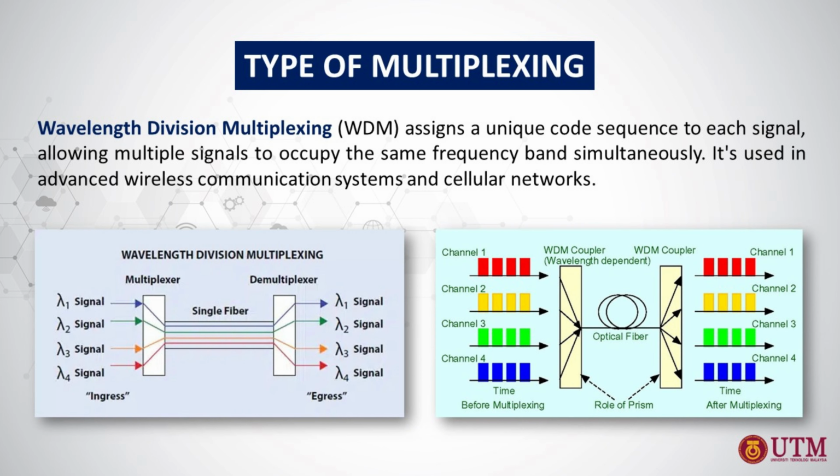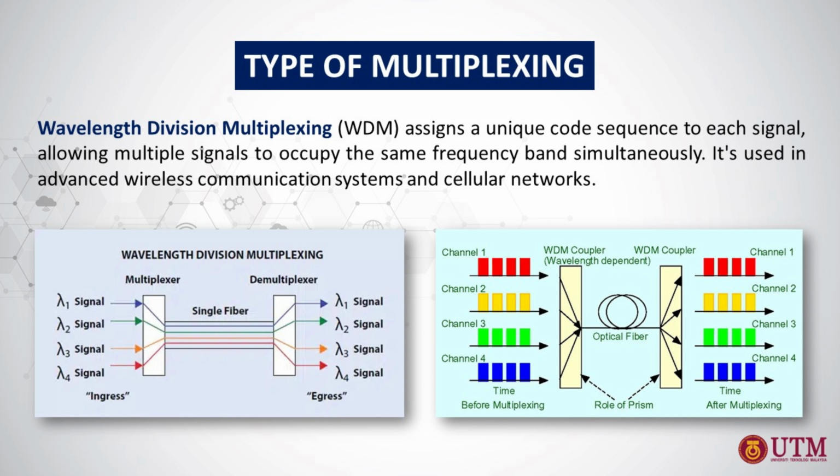Wavelength division multiplexing (WDM) is a technique used primarily in optical fiber communications to enable multiple signals to travel concurrently over the same physical medium. Unlike traditional multiplexing methods that rely on time or frequency separation, WDM utilizes different wavelengths or colors of light to carry distinct data streams. Each signal is assigned a unique wavelength within the optical spectrum, allowing them to coexist and be transmitted simultaneously through the fiber optic cable.